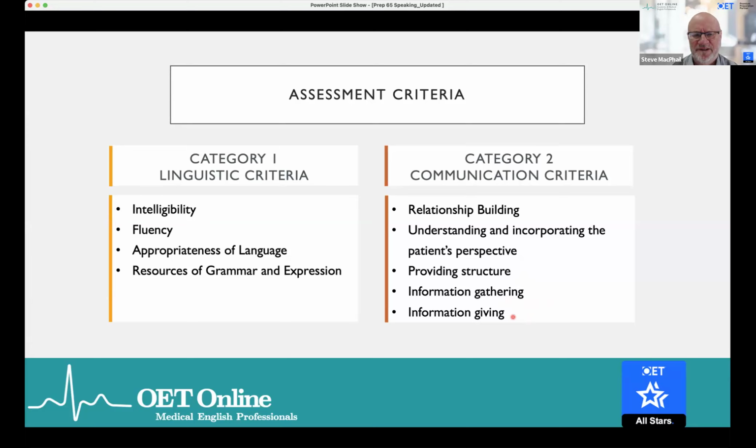And the good news is this communication criteria is independent of linguistic criteria. So you could perform well in the communication criteria. If you're good in this area, that's going to boost your overall score. So it's not based just on linguistic. There are two elements, which is unique for OET.